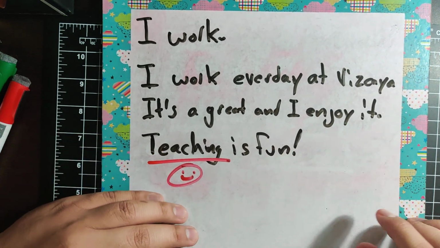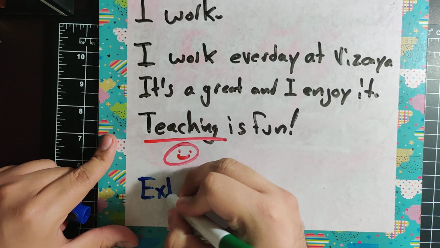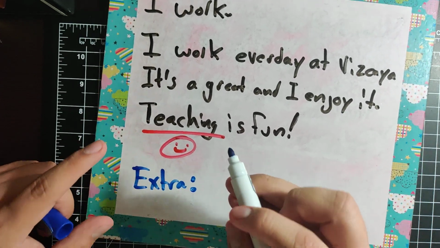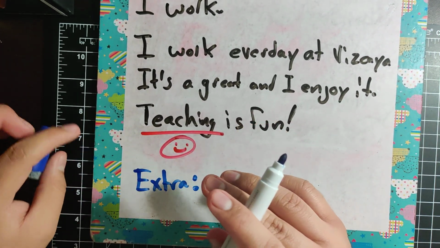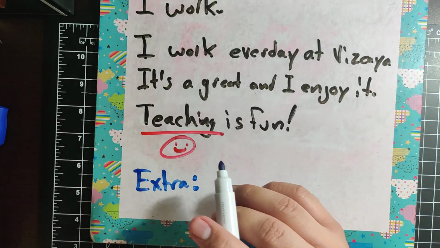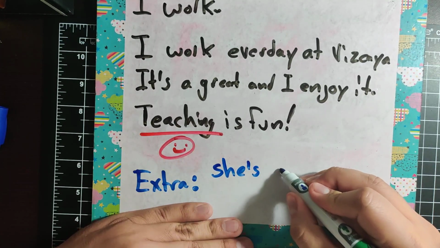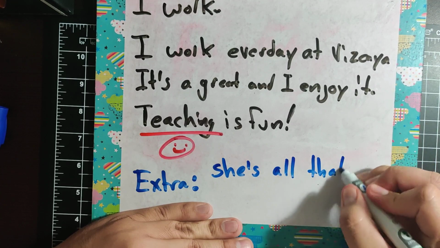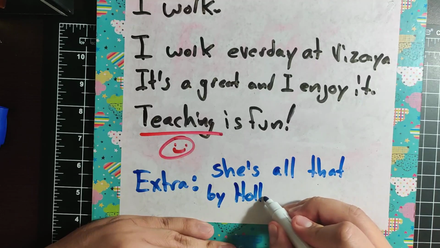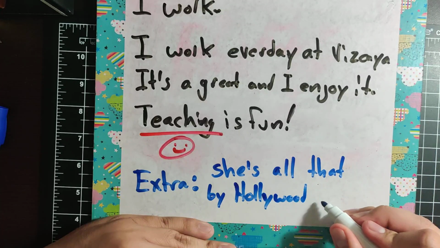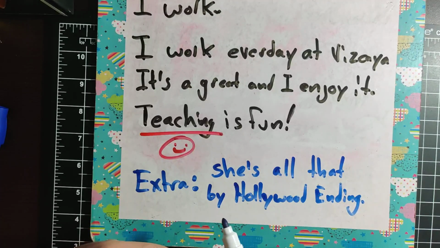¿Ok? Algo extra que les voy a recomendar. Something a little extra. Para que ustedes noten cómo realmente lo básico se usa bastante. Aunque muchos dicen, eso es demasiado fácil. Pero se usa bastante. Recomiendo que escuchen esta canción. Se llama She's All That by Hollywood Ending. She's All That by Hollywood Ending.